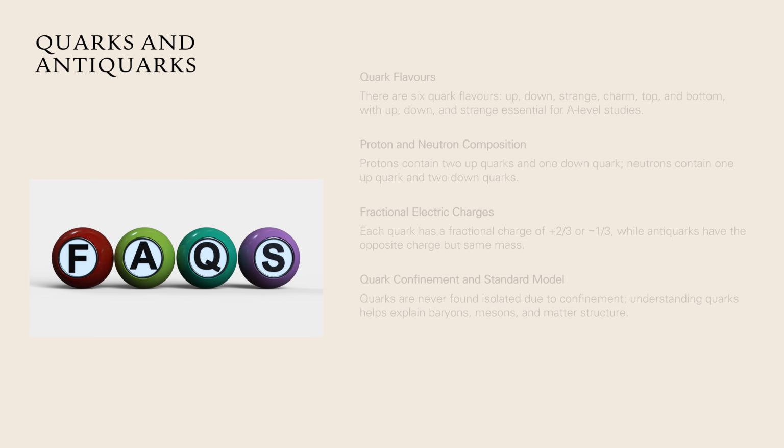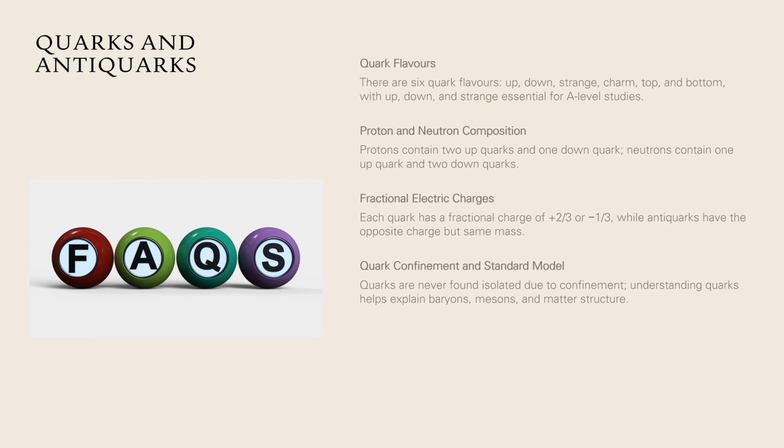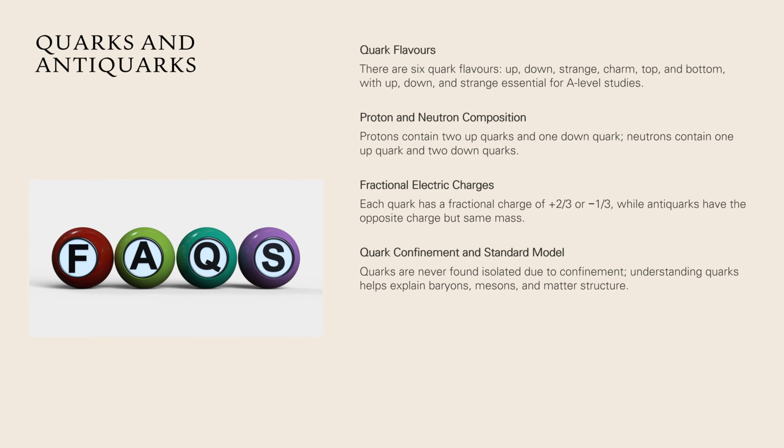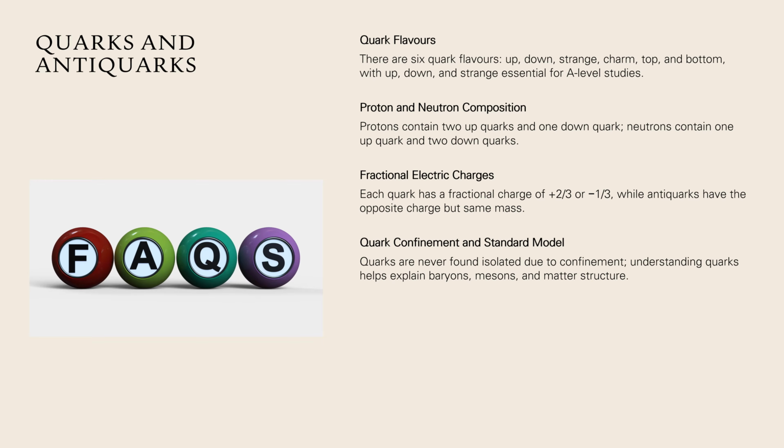Quarks are fundamental particles that combine to form hadrons. There are 6 types of quark, known as flavors: up, down, strange, charm, top and bottom. Protons consist of 2 up quarks and 1 down quark, while neutrons consist of 1 up quark and 2 down quarks. Each quark has a fractional electric charge, either plus 2/3 or minus 1/3 of the elementary charge. Antiquarks have the same mass as their corresponding quarks but opposite charge. Quarks are never found in isolation due to a phenomenon called confinement.